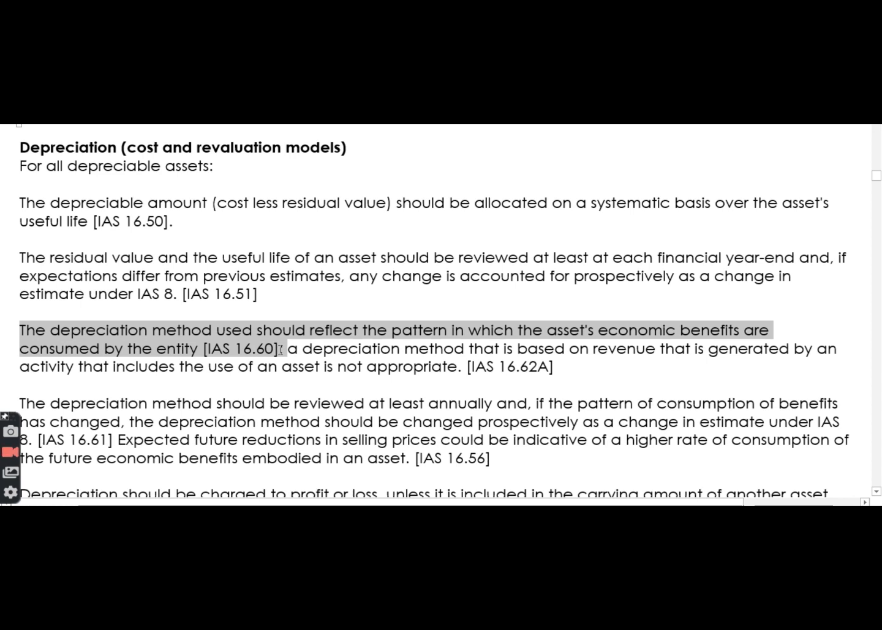Okay, so therefore, whatever depreciation method you are using, the standard will not argue with the entity for as long as the entity can justify the use of that particular depreciation method for a particular asset. Okay?